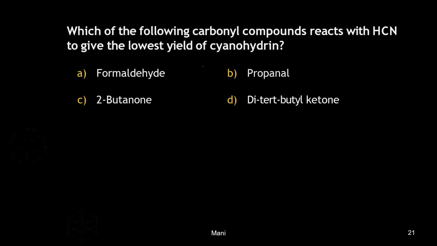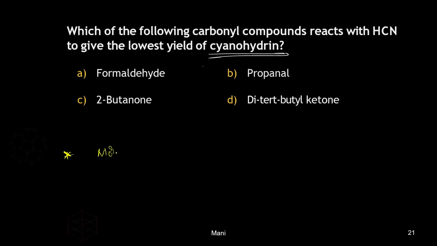Finally, the last one. So tell me, which of the following carbonyl compounds reacts with HCN to give the lowest yield of the cyanohydrin? What is the answer? If you remember, I told you one important thing when we discussed this. The more the steric hindrance, the lesser the yield will be. Remember, we discussed this in the previous class.